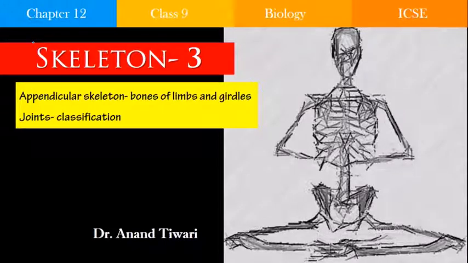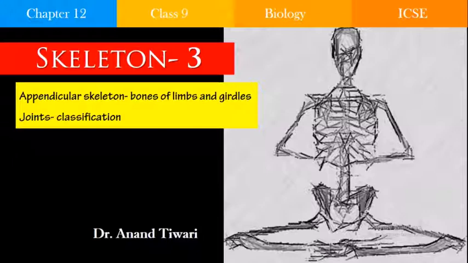Hello students. In our earlier lectures, we have discussed the skeleton system, particularly the functions of the human skeleton, the constituents of the skeleton, how the various bones are classified, and the two basic parts of the human skeleton. One is the axial skeleton, which consists of the skull, vertebral column, sternum, and ribs.